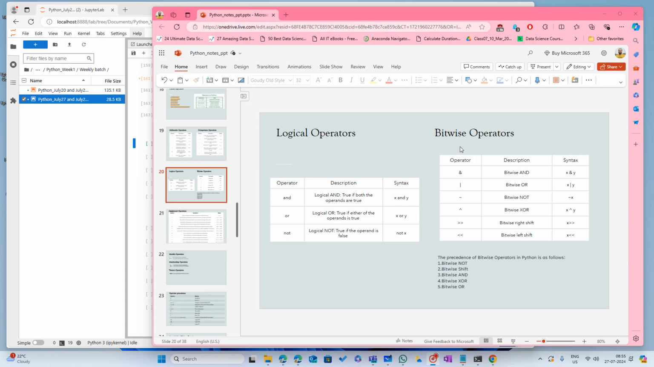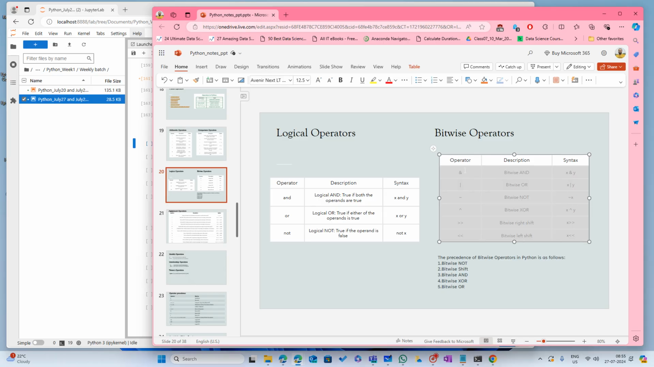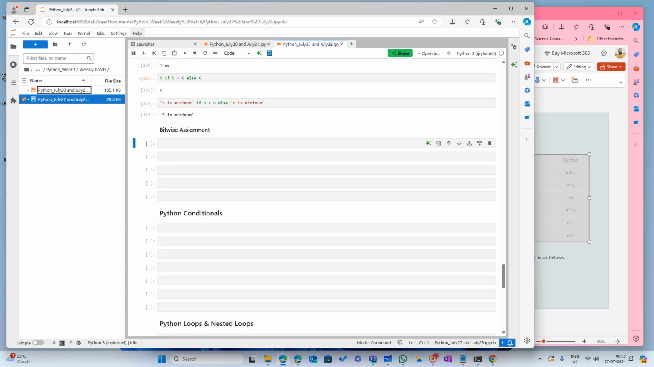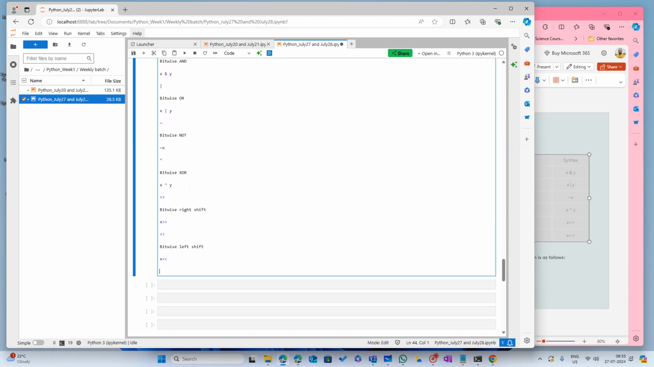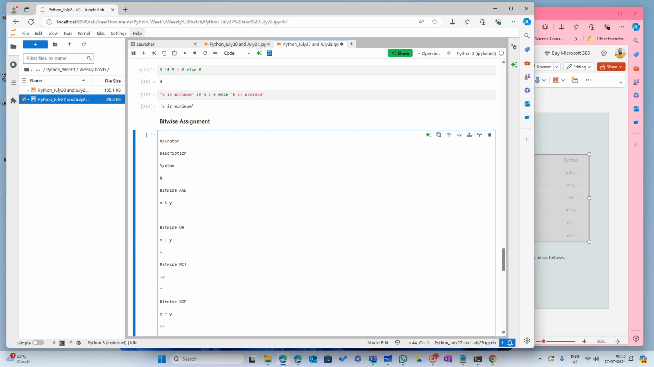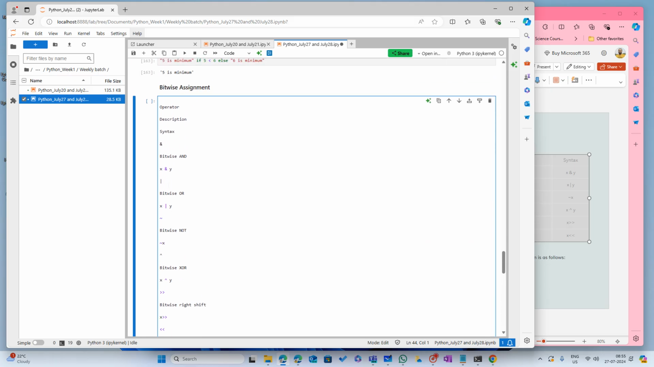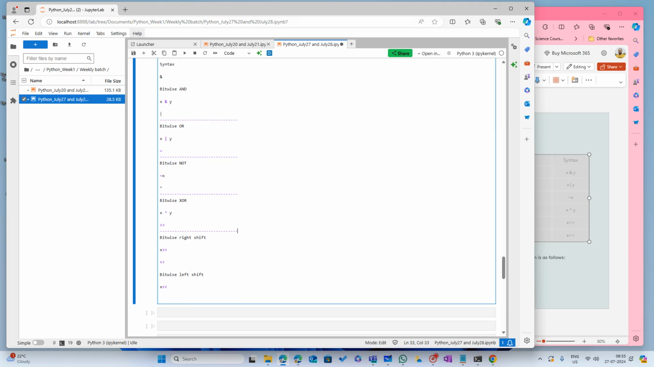So our next topic is bitwise operators. Let me copy these. Okay. So bitwise operator means they will do mostly what arithmetic operators did, but at a bit level. Okay, I will show you how.